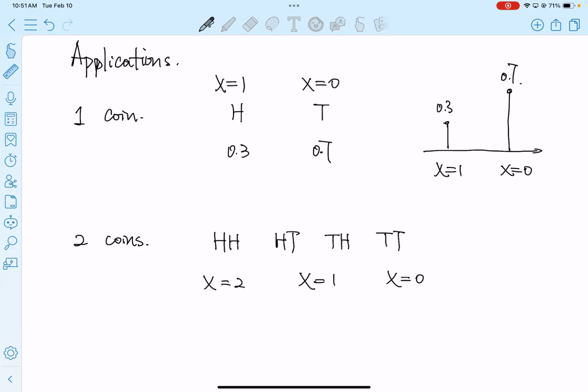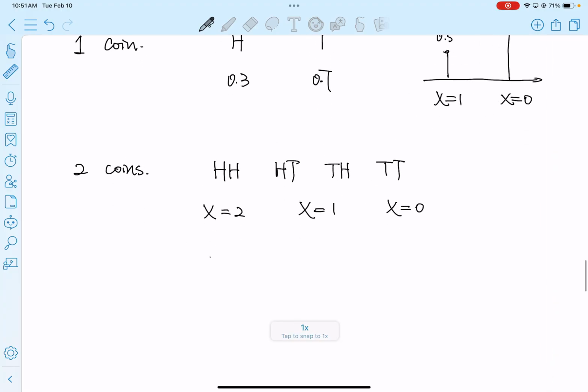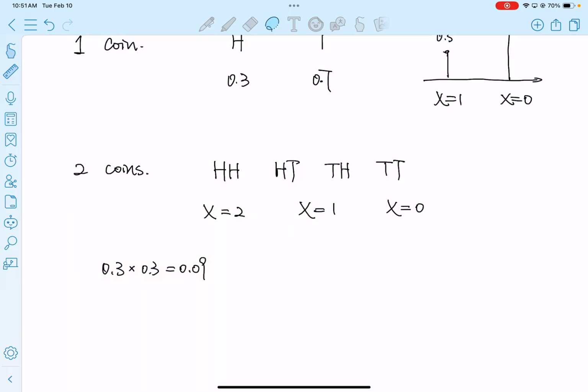Okay, so now let's calculate the probability for the case with 2 coins. We know that the probability of 1 coin landing on head is equal to 0.3. Then the probability that x equal to 2, which is that we observe 2 heads, is equal to 0.3 multiplied by 0.3, equal to 0.09. Okay, that is for the x equal to 2 case.